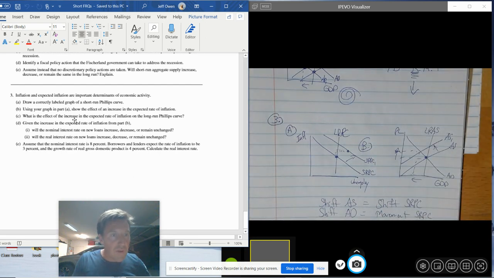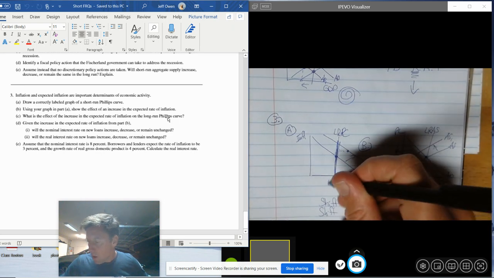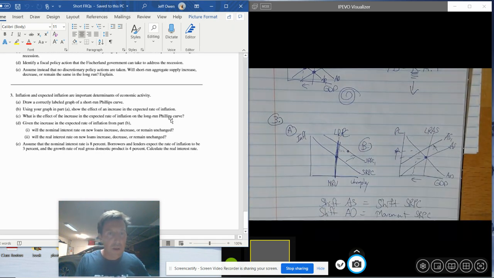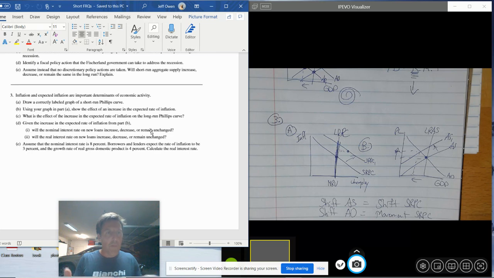What is the effect of the increase in the expected inflation rate on the long run Phillips curve? Nothing. Long run Phillips curve is going to chill right here at our NRU. Ain't nothing budging the long run Phillips curve. Given the increase in the expected rate of inflation from part B, will the nominal interest rate on new loans increase, decrease, or remain the same? It's going to increase, right? If price level goes up, then banks are going to have to charge more nominal interest rate in the short run. They're going to have to increase the interest rates to cover inflation. They're not going to loan out money without getting a return.